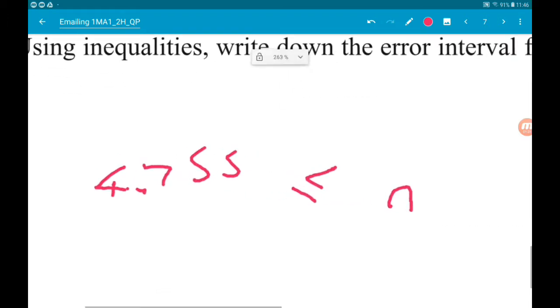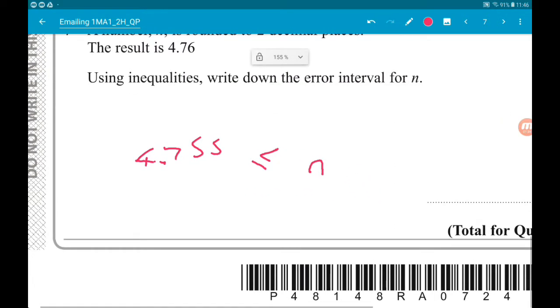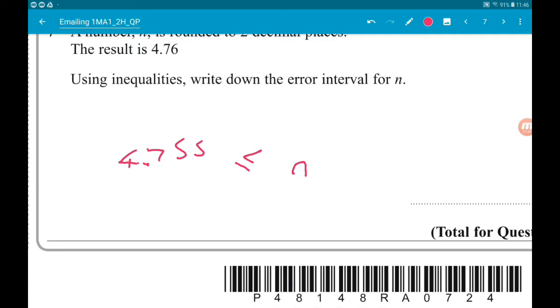And then for the upper bound, you use a strict inequality. And the first number that doesn't round down to 4.76, so that's going to be 4.765. That would round up to 4.77, and that is why we use a strict inequality on the upper bound.